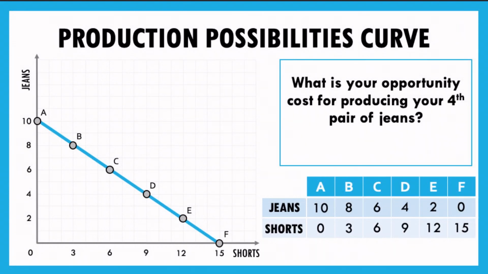All right, you guys. So we got into that last slide on the last video, and just to be honest, I got there and I was like, man, this would really help to be able to work out the math and show you how we got to where we did, because I understand how it can be a little bit confusing. So we're looking at this one and we say, what is your opportunity cost for your fourth pair of jeans?